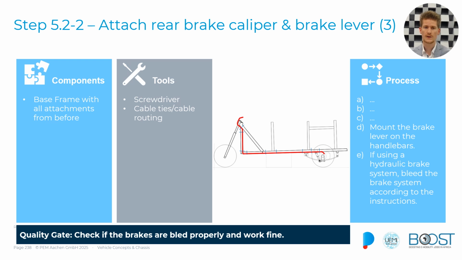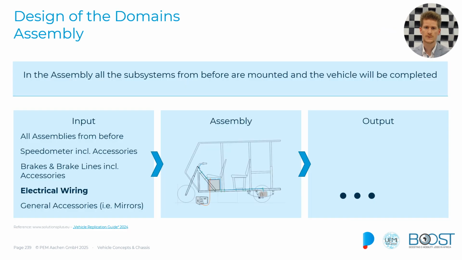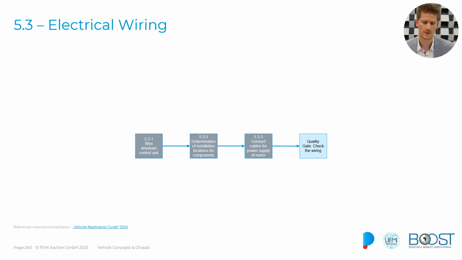So let's move on to the electrical wiring domain, and the process is also quite straightforward here. We will look at the wiring of the drivetrain control unit and the determining of the installation locations for components, and then we connect all the cables for the power supply of the motor. So we wire the whole vehicle up now.